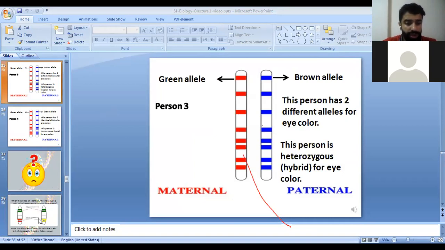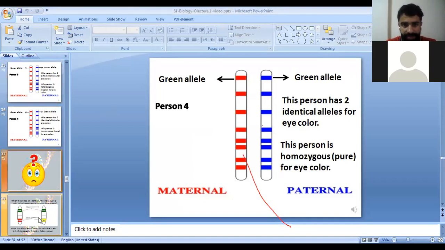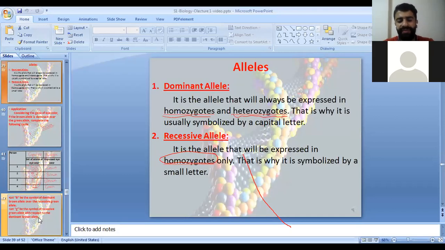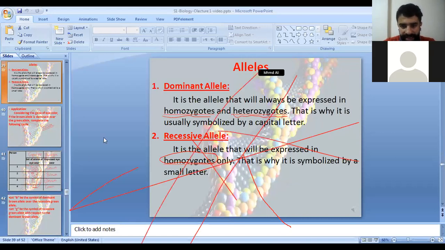Let's move now to recessive alleles. What is the meaning of recessive allele? Recessive allele is the allele that is expressed in homozygous and heterozygous.